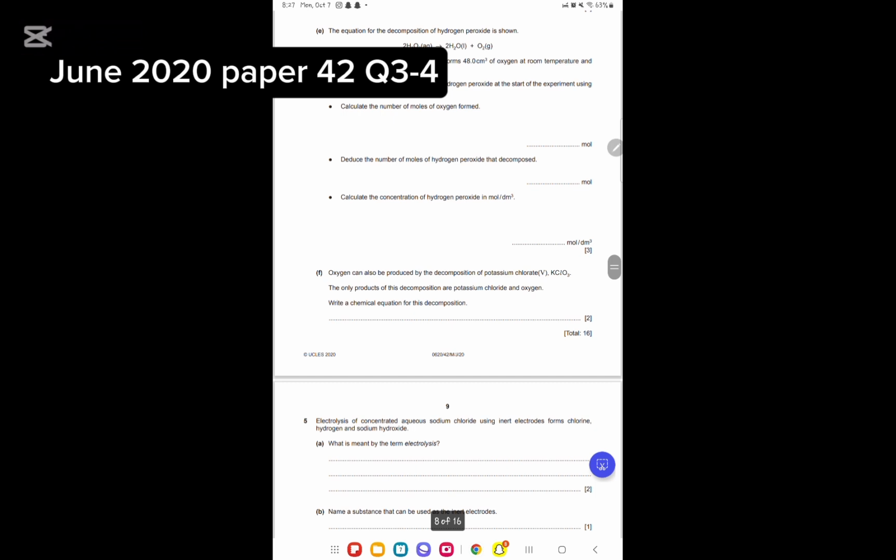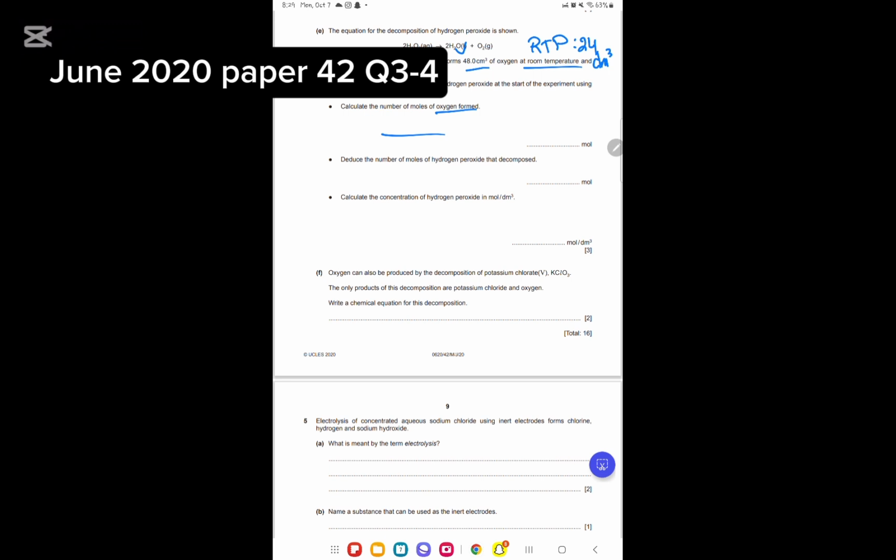Now the equation for the decomposition of hydrogen peroxide is shown, and I don't think this one is coming, but there is no harm in doing it, so let's do it. Calculate the number of moles of oxygen. So at room temperature means RTP. RTP, if you remember from last year, is 24 decimeter cubed. And we have the volume in centimeter cubed. Definitely we need to change our volume into decimeter cubed.